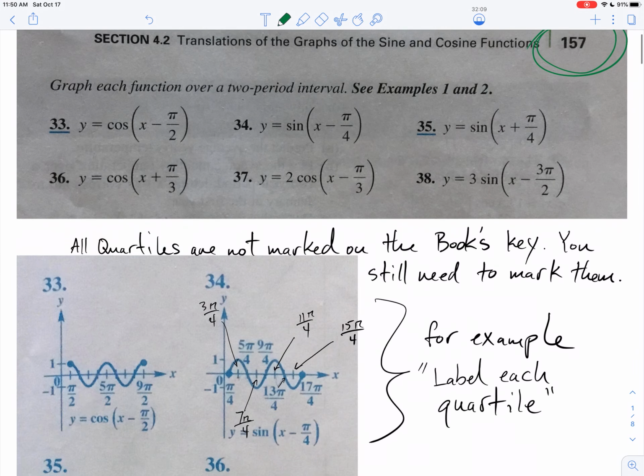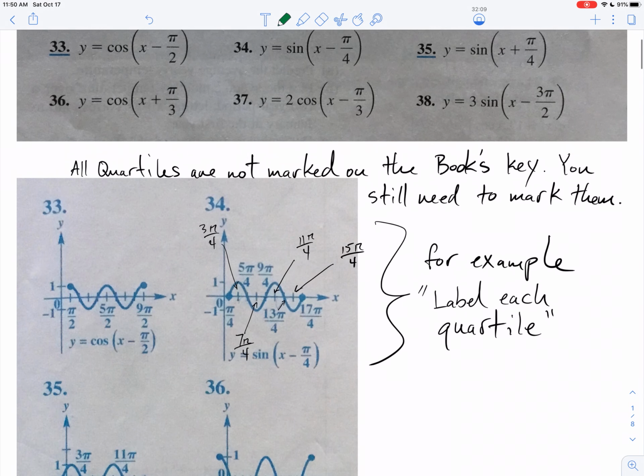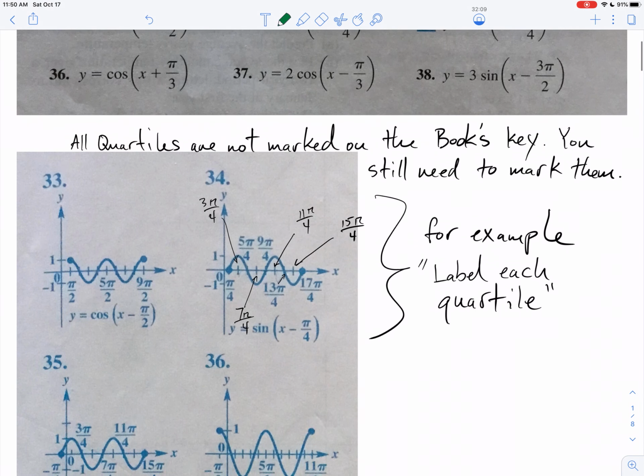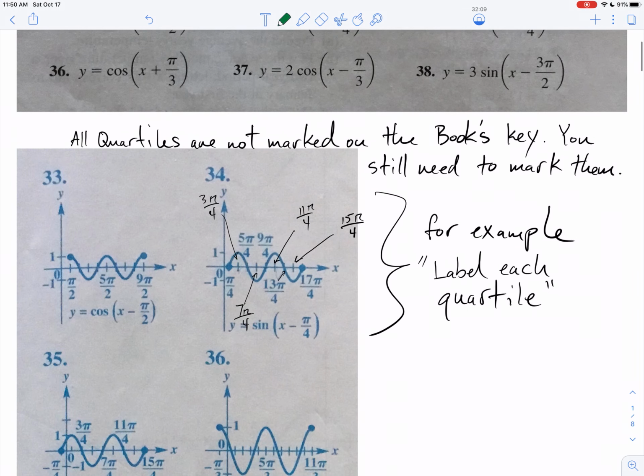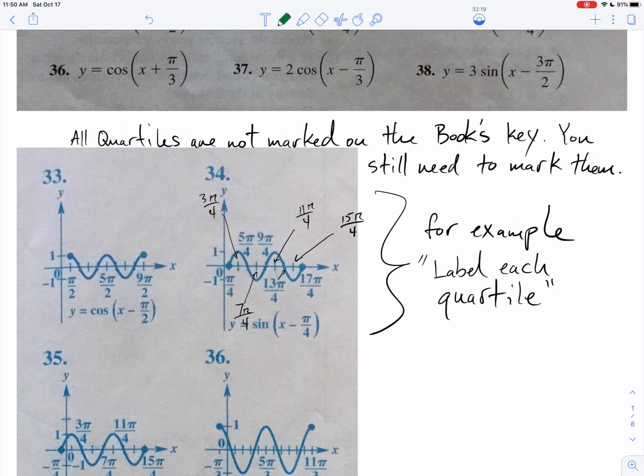Here's the answer keys. They shifted it and then they did one extra period to the right. Every single graph they drew, they shifted it and did one extra period to the right, just like I was saying. Usually they don't go right and left side when you have a starting value and then you have a stopping value. But you'll notice here, look, all quartiles are not marked on the book's answer key. That means you still need to mark them.